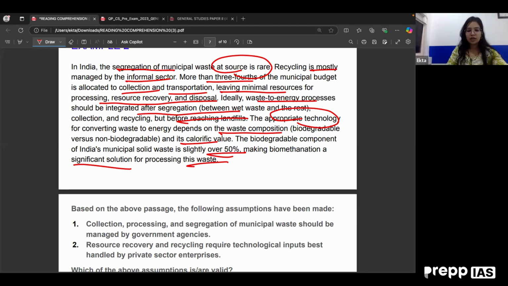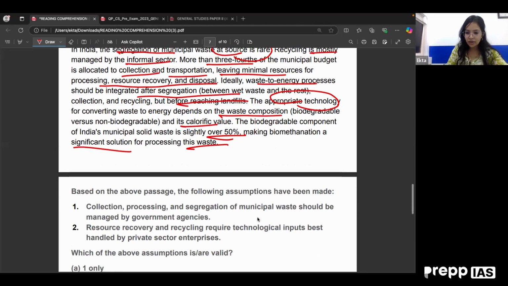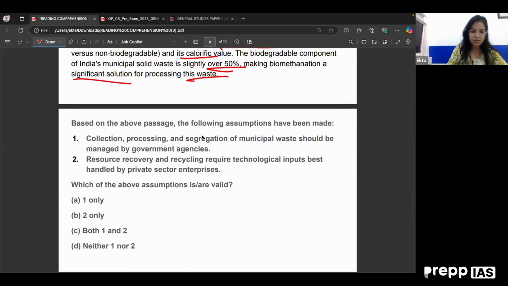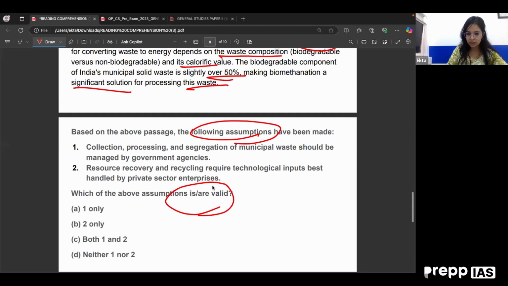ठीक है, everybody done with the passage? Reading हो गई? Based on the above passage, the following assumptions have been made, right? Now, which of the above assumptions are valid? Okay. Now, let's see this.